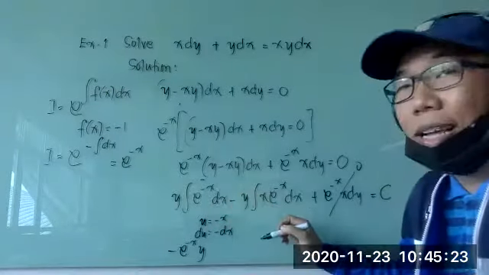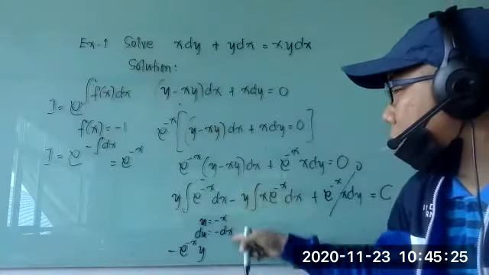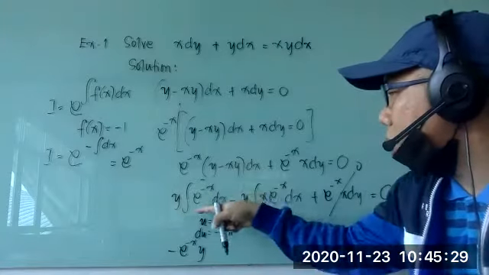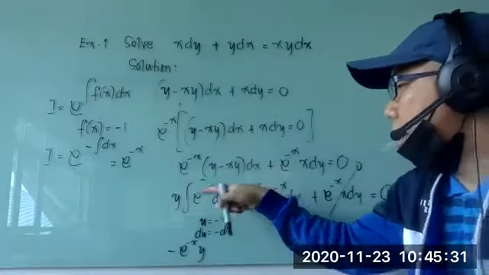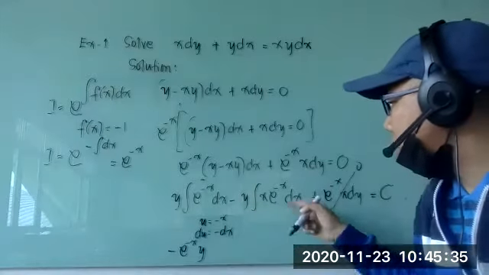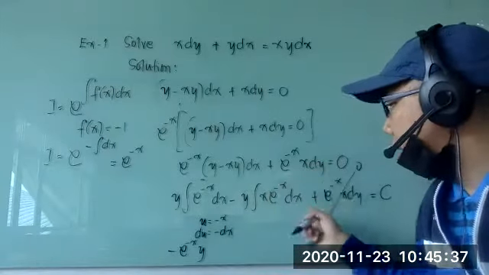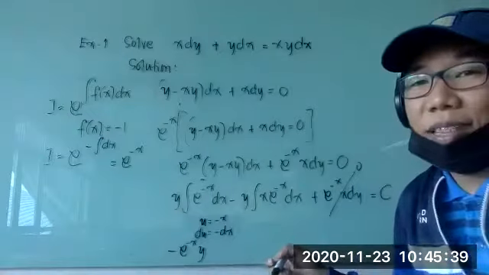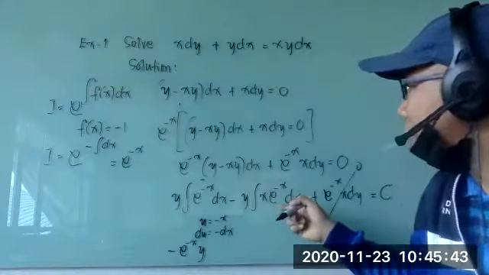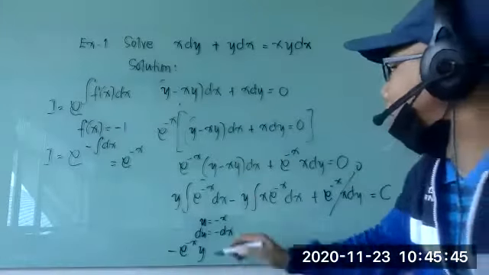Ayan. Pero kung hindi ka sanay doon, so pwede mo namang gawin, di ba? Substitute mo muna, di ba? Let u equal to minus x, so e raised to u, and then may negative ka dyan. Now, here naman, so you have x times e raised to negative x dx. So, yan. Integration by parts pag ganyan. So, madali lang din naman. Pwede mong gamitin yung shortcut, di ba?